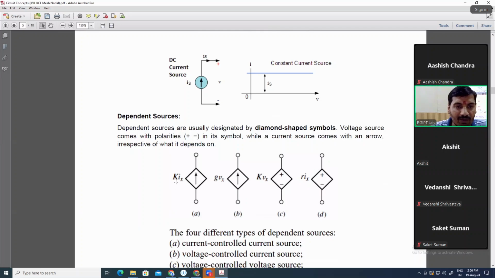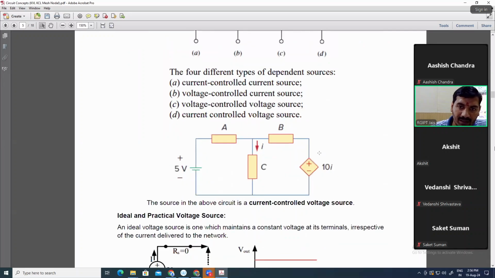These are constant values. They are not variable. The only variables are Ix and Vx. You can see here in the dependent voltage source, 10 is any constant value. It can be K, G, anything. Okay, sir.